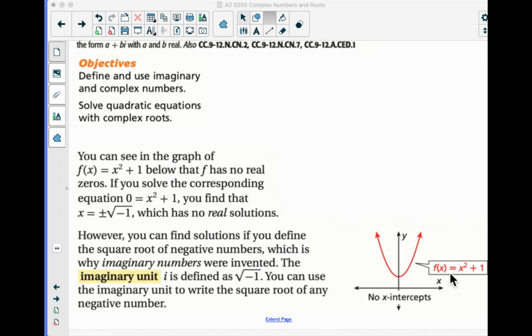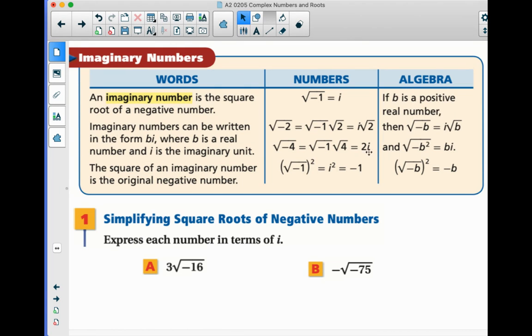So look at this. Here's the graph for f of x equals x squared plus 1. It's your x squared, your normal quadratic parent function, just shifted up 1 unit. It never crosses the x-axis, so it has no zeros. So therefore, it has no solutions. But look, you can read this if you want on your own time, but we're just going to get into it.